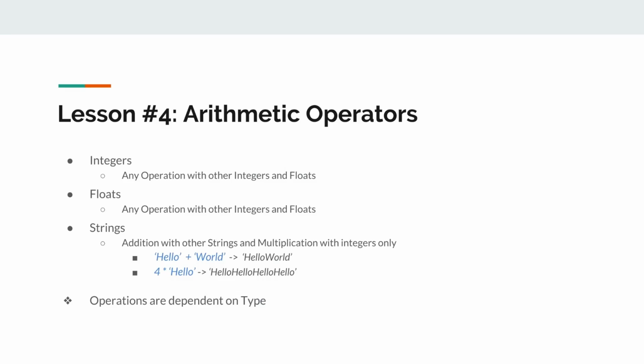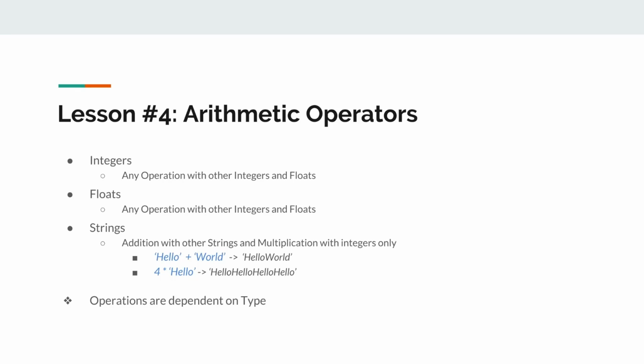Operations in Python are type dependent. Basically, you can only use certain operators with certain types of values. With integers and floats, you can use any arithmetic operator with other values of integers and floats. The real restrictions come with string type of values, which makes sense since arithmetic operations are meant to be used with numbers. You can still use two arithmetic operators on strings.